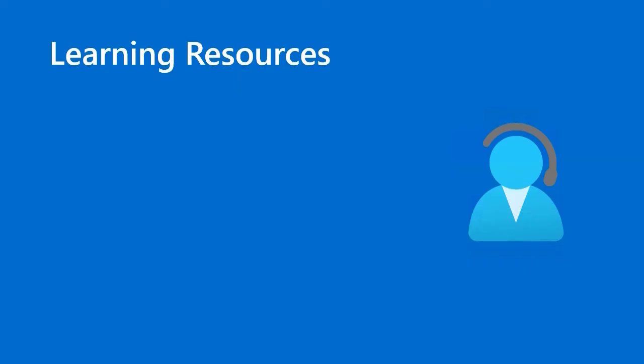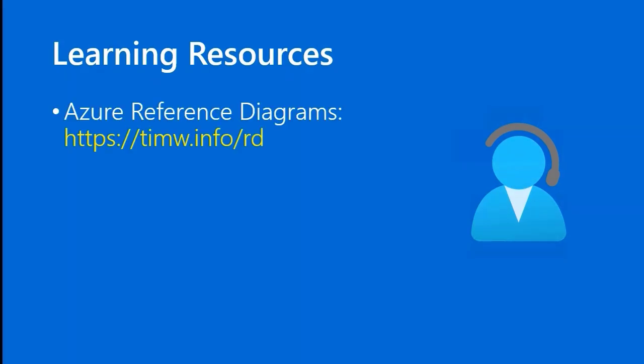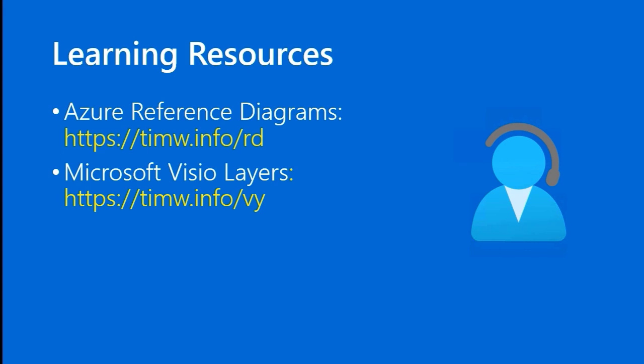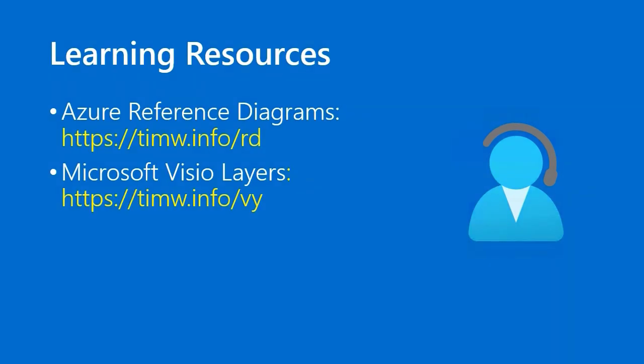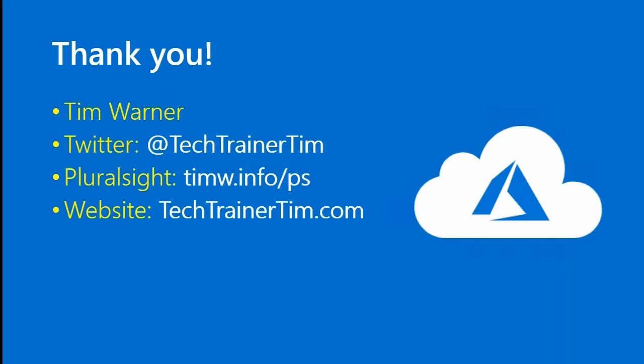For learning resources, I want to make sure you know where to go for further information, particularly Azure reference diagrams and the Microsoft Azure Architecture Center. If you go to timw.info/RD, you can look up various network topologies that denote proven practices. And what's cool is that not all, but many of these reference diagrams include direct download links for Visio files. So these Visio files can serve as a springboard for your own reference diagrams. Also, if you're looking for just general documentation on layers, look in the Microsoft Visio online docs, timw.info/VY.